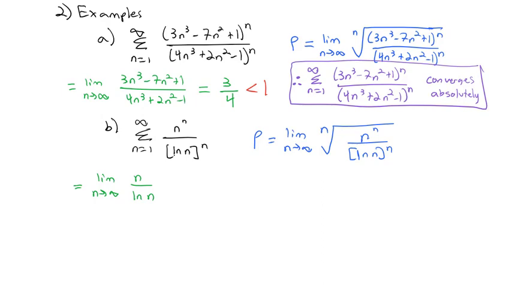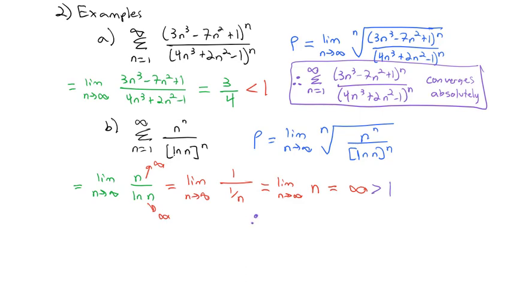The problem here is that as n goes to infinity, the numerator goes to infinity, and the denominator also goes to infinity. So what we'll have to do is use L'Hopital's rule, which says we can take the derivative of the top and bottom. The derivative of n is 1. The derivative of natural log of n is 1 over n, which means we have the limit as n goes to infinity, multiplying by the reciprocal, is just n. And as n goes to infinity, n goes to infinity, which is much larger than 1.